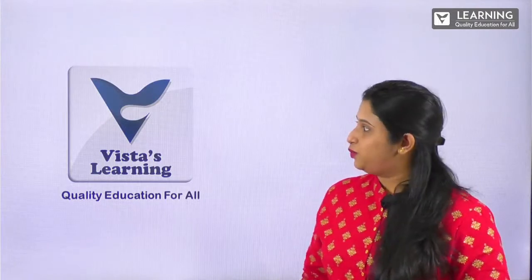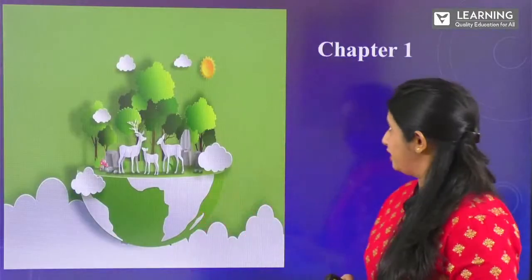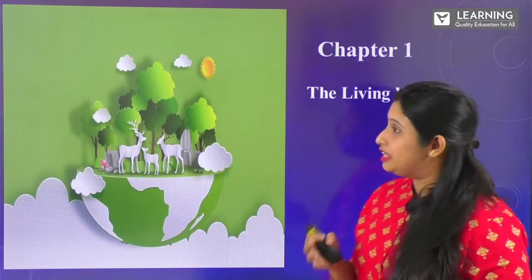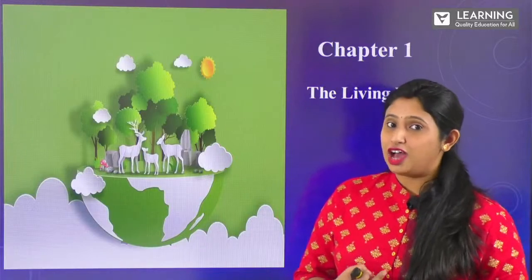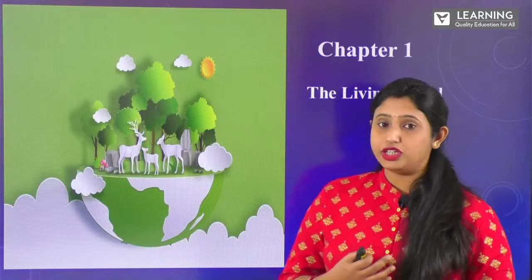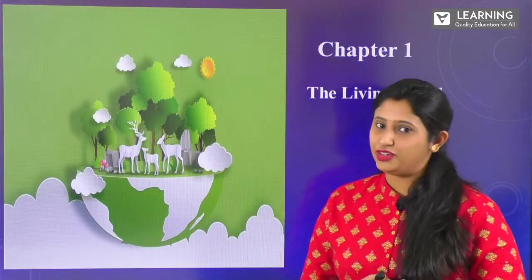So we started with chapter 1 in our previous class, right? And we discussed what is living. Our chapter number 1 is the living world, right? We discussed what is living and what the characteristics of living are. We have seen that growth, metabolism, and cell division are all necessary for living organisms. This plays a major role in categorizing living and non-living organisms.